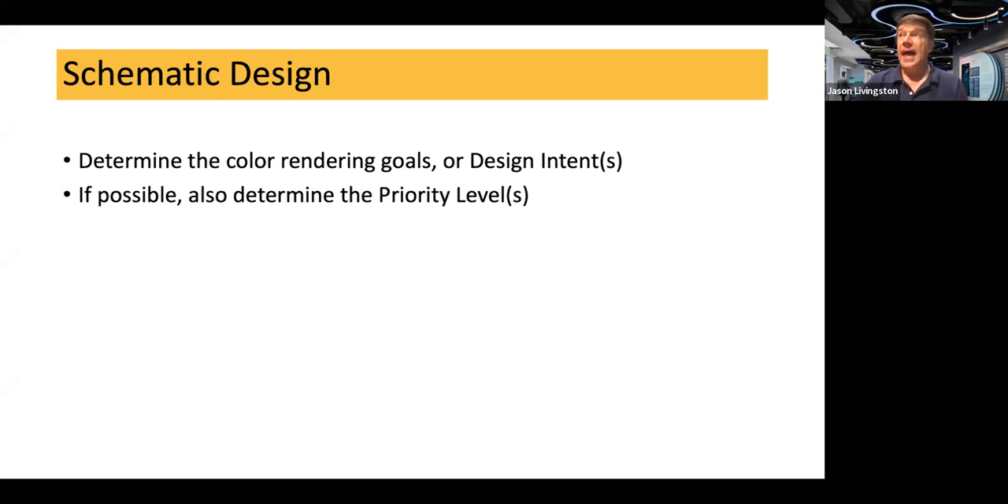Great. And I don't know, if you get really adept at doing this, and if you have sufficient information in schematic design, you might even be able to assign some priority levels, right? Like in this space, at a minimum, I want a P3 fixture, but I'd prefer a P2. And if we get that far in schematic, I think that you're probably in a good place.